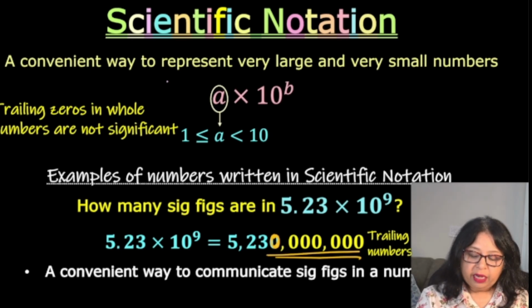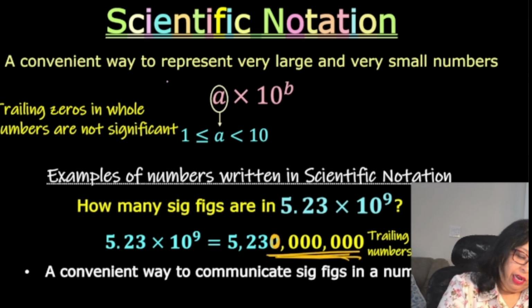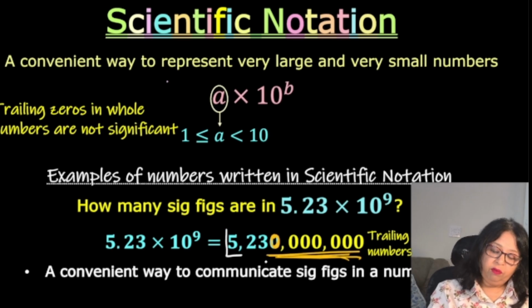Alrighty, so in lecture number 1, we learned that the trailing zeros for whole numbers are not significant. So on the right hand side, this number, 5,230,000,000, is a whole number. And all these zeros, there are a total of 7 zeros here, are not significant. They're insignificant. Therefore, if the trailing zeros are insignificant on the right hand side, then the significant digits must be these ones. And how many of them are there?